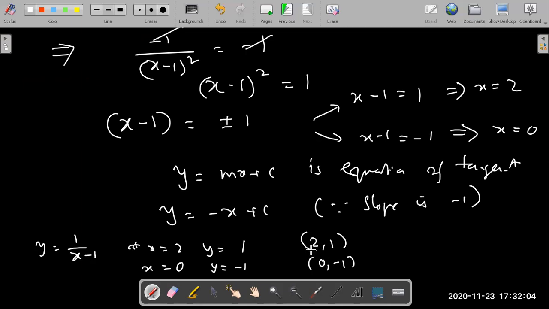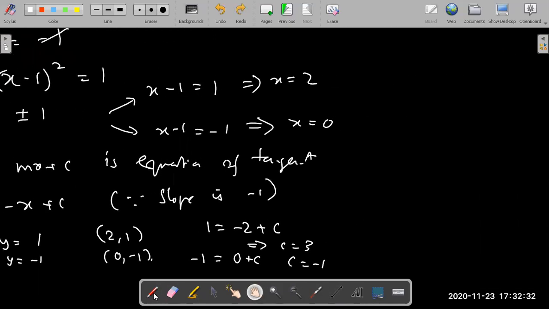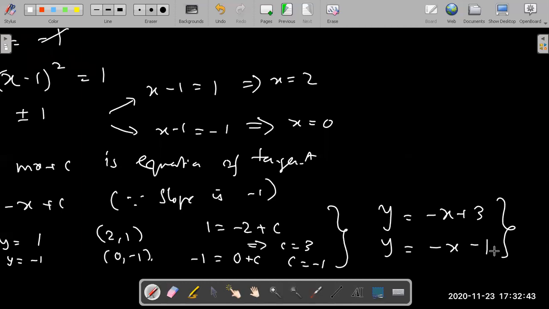So these 2 points we need to check with this. Let's suppose I substitute (2, 1). That means 1 equal to minus 2 plus c, that implies c is equal to 3. And I substitute (0, minus 1): minus 1 is equal to 0 plus c, so c is equal to minus 1. So I have 2 lines, one with c equal to 3, the other with c equal to minus 1. Therefore, y is equal to minus x plus 3 or y is equal to minus x minus 1. These two are the lines.